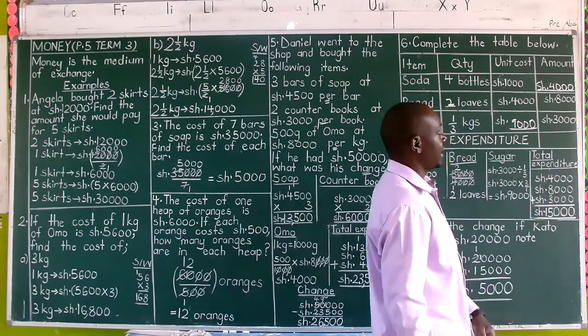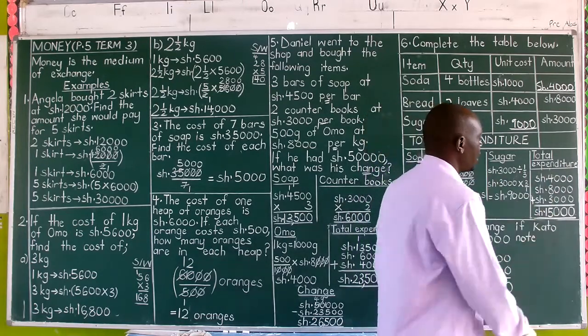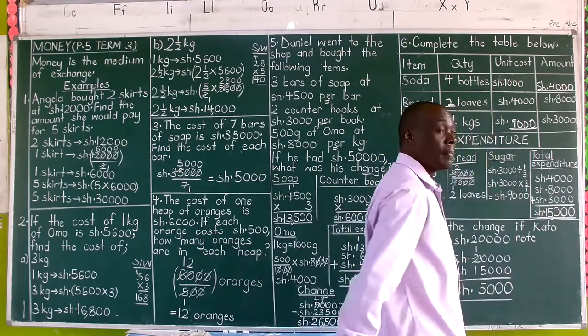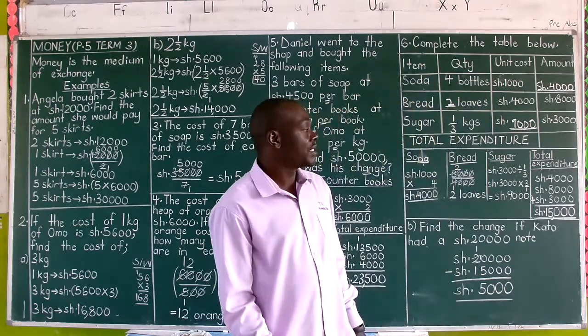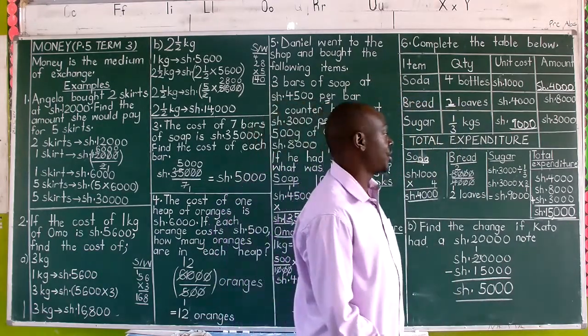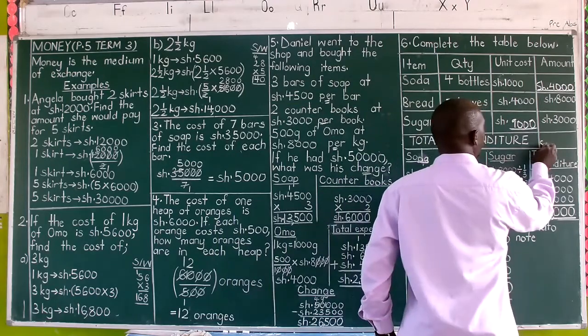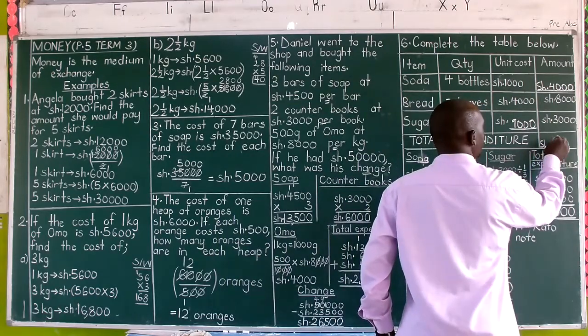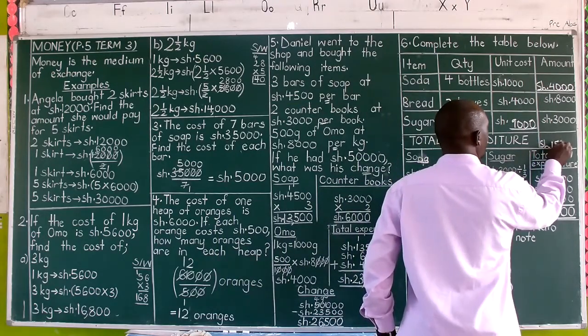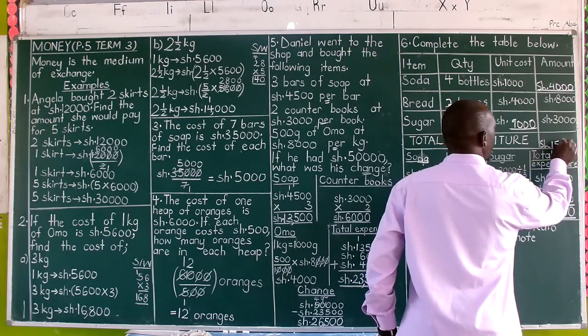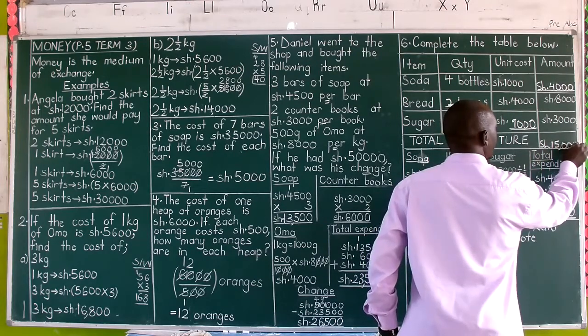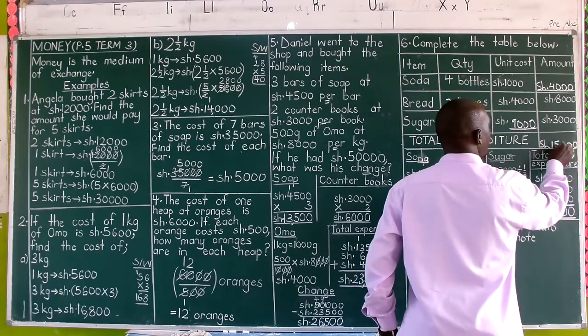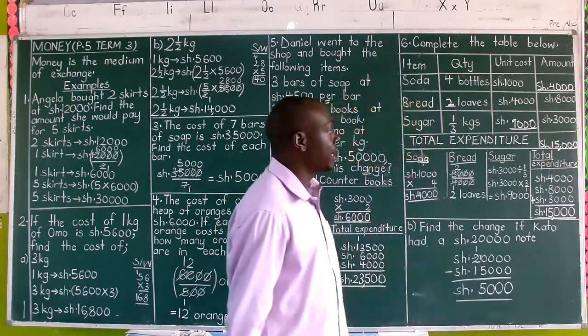Then 4 plus 8 is a 12, plus 3 is 15. So this Kato paid 15,000 shillings for all the items. So do you fit it in here? Because you said that so that it is fully complete. So write the 3 zeros here. So that is 15,000 shillings total expenditure.